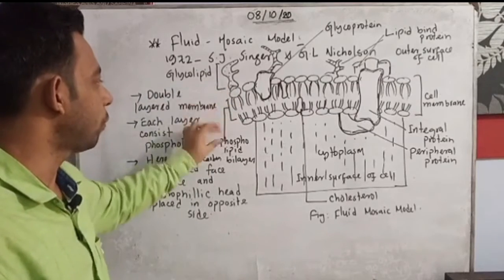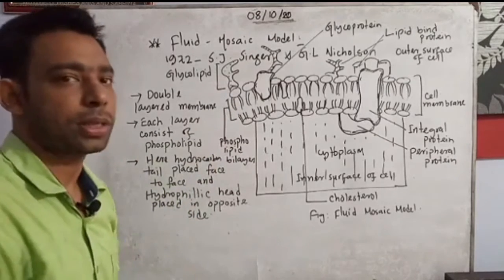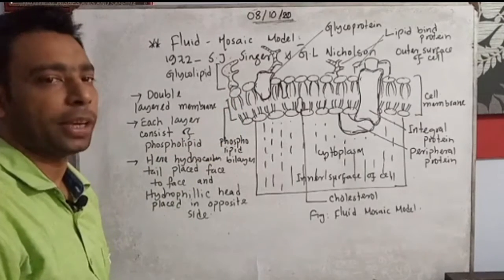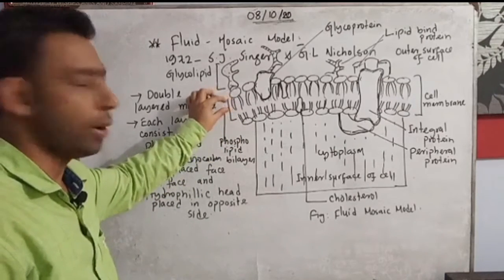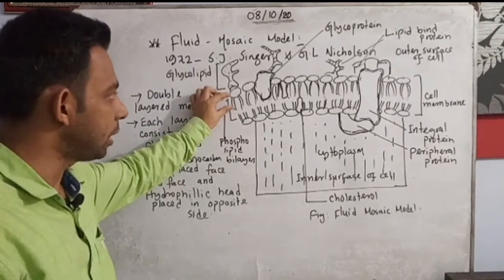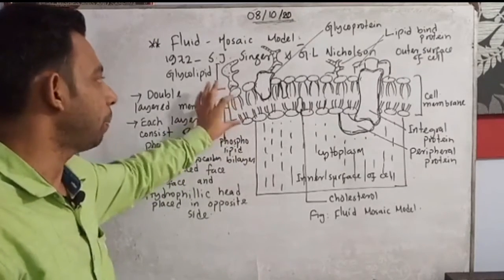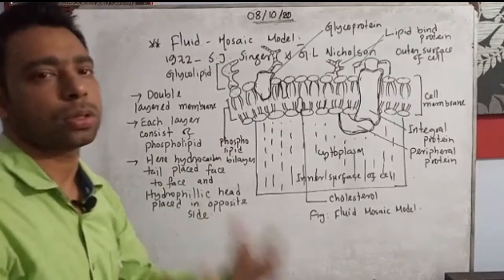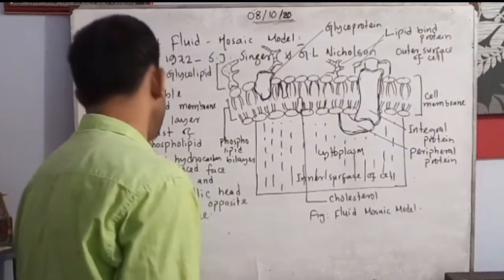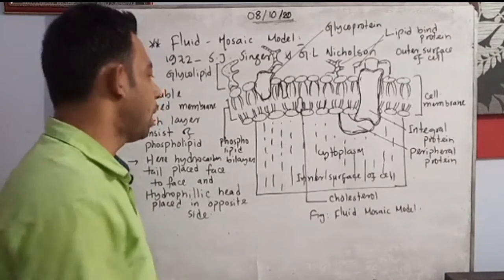Each layer consists of phospholipids, so it is named the phospholipid bilayer. As I told you yesterday, there are hydrophilic and hydrophobic parts. The hydrocarbon enriched tails, which are hydrophobic, are placed face to face, but the hydrophilic heads are placed on the opposite side. So this is the first concept of the fluid mosaic model we learn here. Other structural constituents according to this model we will try to understand now. I hope you understood this one.